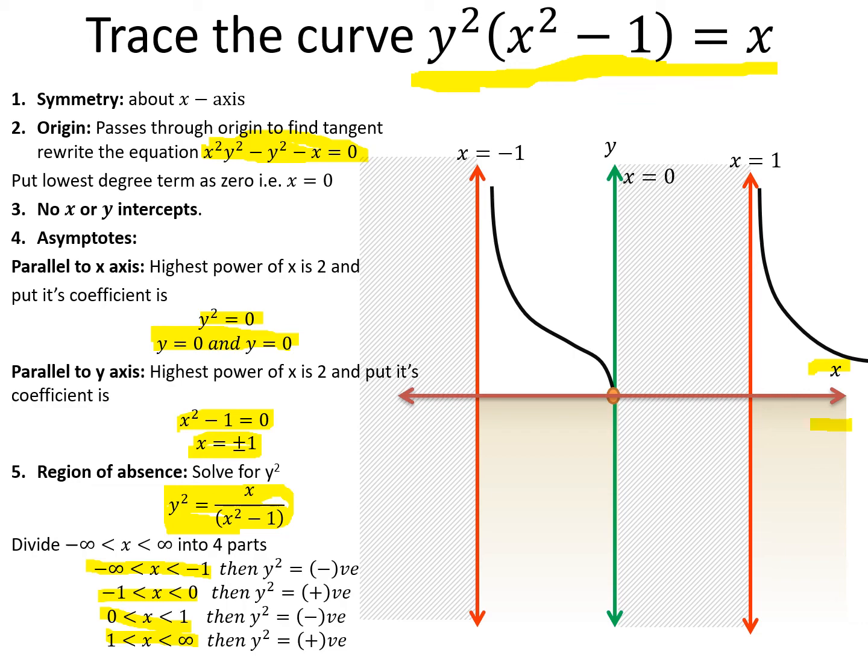Okay, and the first point is symmetry. It is symmetric about the x-axis, so we will draw the same curve below the x-axis also. So it is like this and it is like this. So this is our curve. Okay, it will show like this.